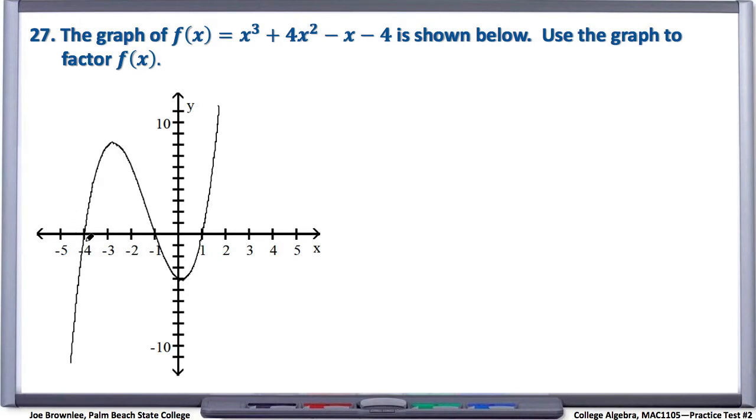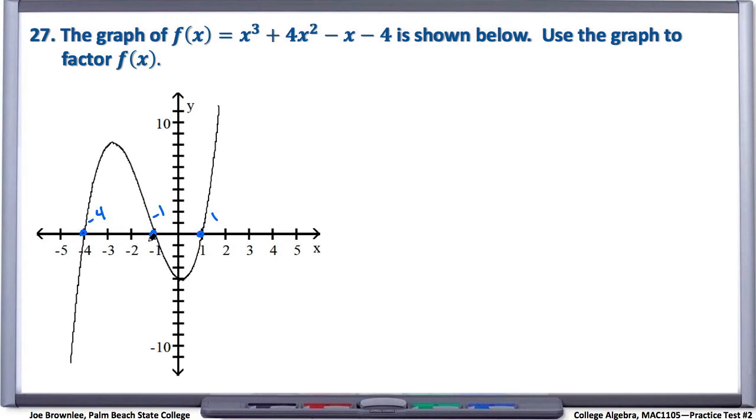All right, so in this case, we can see that the graph crosses at -4. We can see it crosses here at -1, and it crosses here at +1. These are considered zeros of the function f of x, meaning if we were to take -4, plug it in, we would get 0 as the corresponding y. If we were to take -1, plug it in and evaluate, we would get 0 as the corresponding y, and likewise, if we were to take +1, plug it in and evaluate, we would get 0 as our y value.